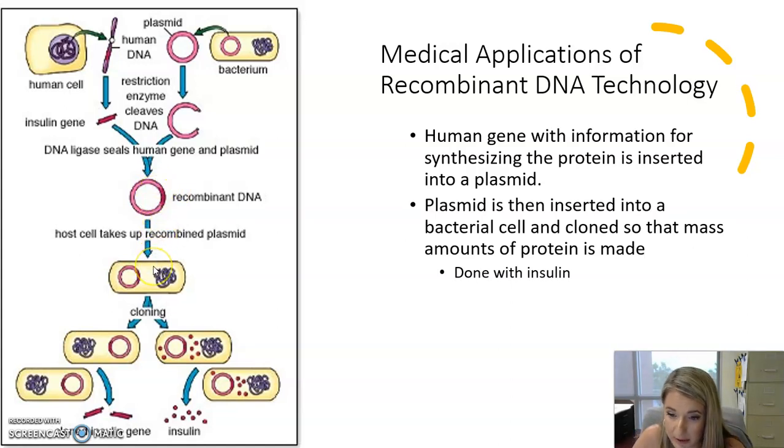This plasmid is put into bacterial cells. Those bacterial cells grow and divide. They go through transcription and translation, and they produce insulin. And then we can obviously extract that insulin from them and use it medically for diabetics all around the world.